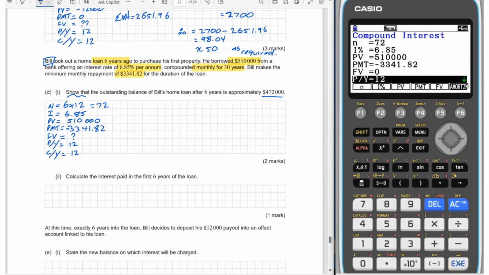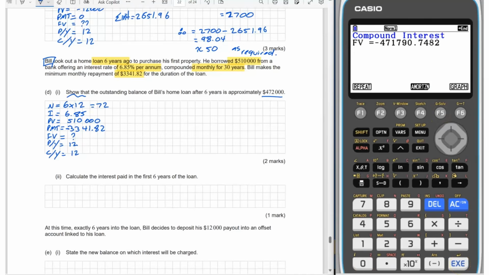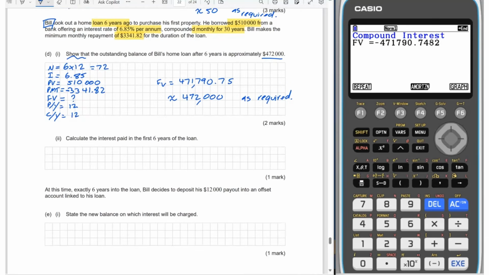Okay, and we're trying to find the future value. So when we solve for that, the future value is equal to 471,790.75, which is approximately equal to the $172,000 that we're asked to show. So the interest paid over that time period is just going to be a sum of int.